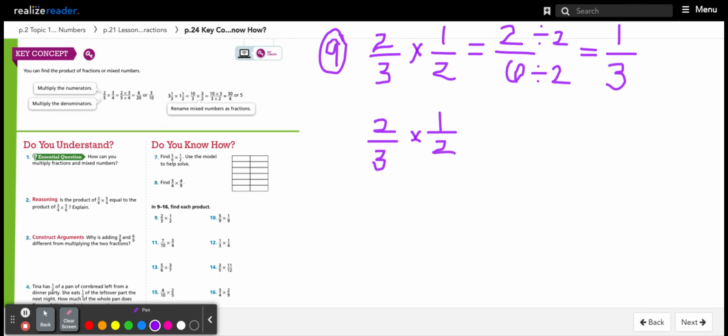So I look on the diagonal. 1 and 3 are both already simplified. I can't reduce those. 2 and 2 can both be divided by 2. So 2 divided by 2 is 1. 2 divided by 2 is 1. Now I can multiply straight across. So the key is that if you simplify before multiplying, you have to look for one numerator and one denominator. Once we simplify, then we multiply straight across. So I have 1 times 1 is 1, 3 times 1 is 3. My answers match.